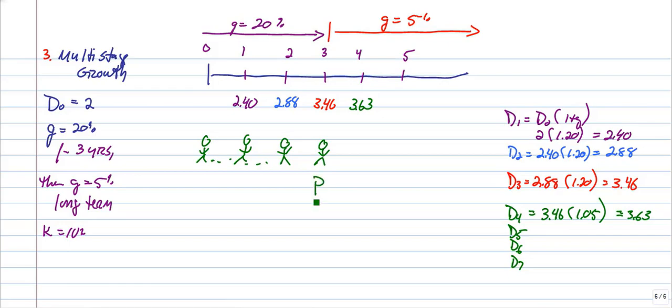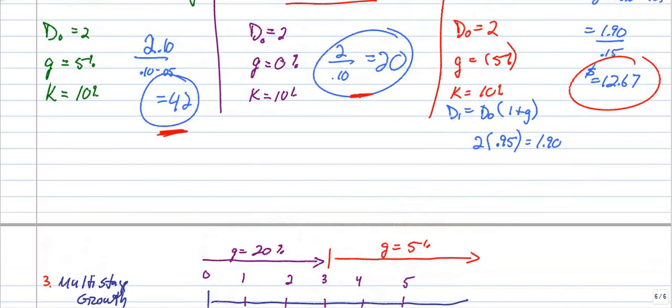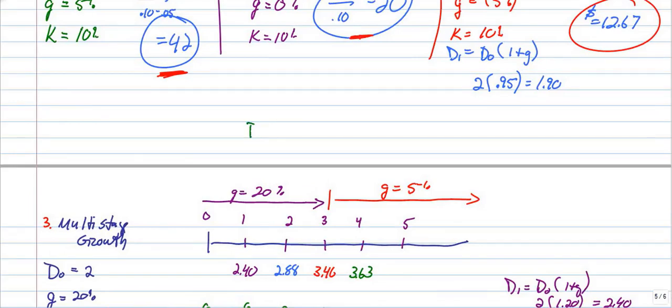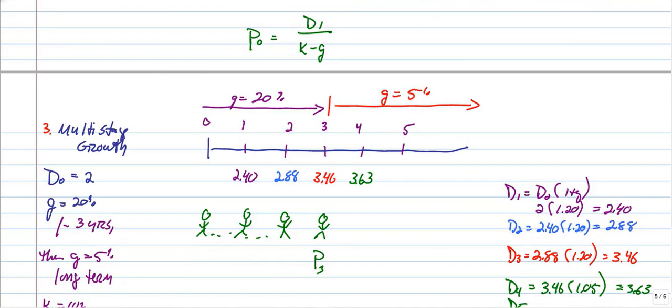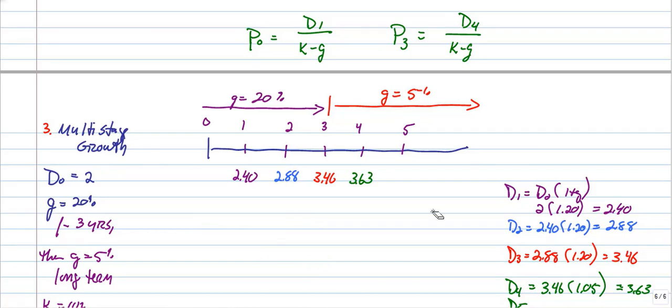I can actually figure out the price at year 3 using the constant growth formula. Remember, let's go look and see what that was. The constant growth formula was right there. If I want to know the price at time period 0, assuming I have constant growth, I use D1, the next dividend, the dividend that exhibits constant growth, divided by my required rate of return minus the growth rate. So when I get to year 3, if I want to know the price at year 3, I will use the next dividend, which would be D4, divided by K minus G. So that's what I'm going to do. I'm going to figure out the price at year 3.